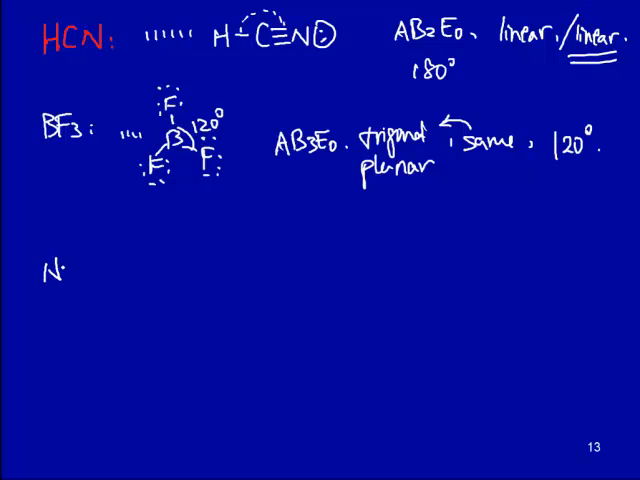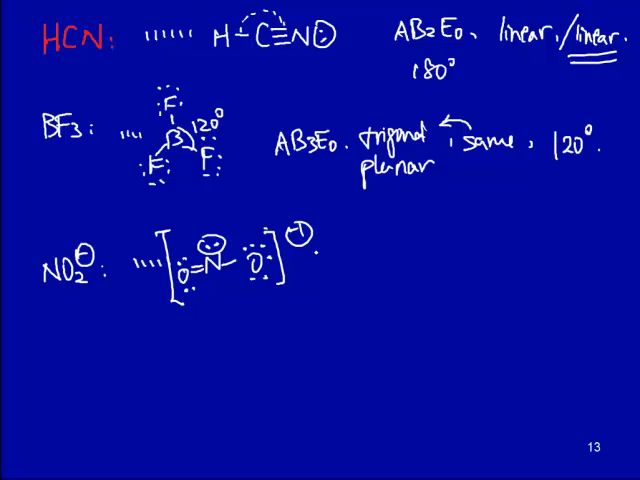It will be the nitrite ion, and as you can see, going through all the steps of writing a proper Lewis structure, this is what you're going to get. It has a -1 charge. In this case, it will be AB2E. The total number of electron groups is 3, so you should have trigonal planar.